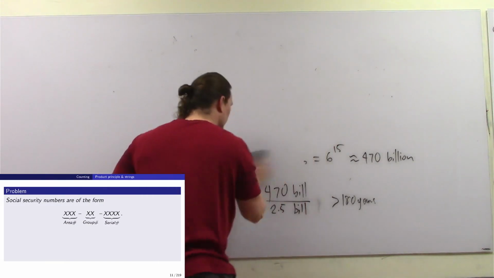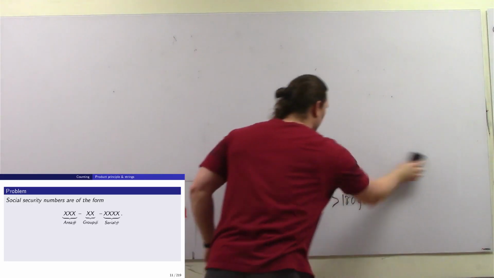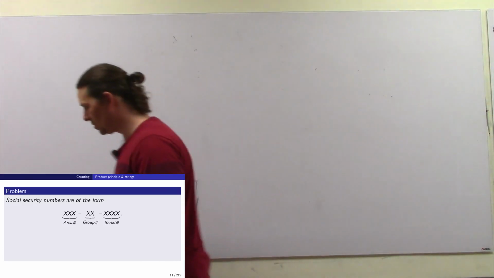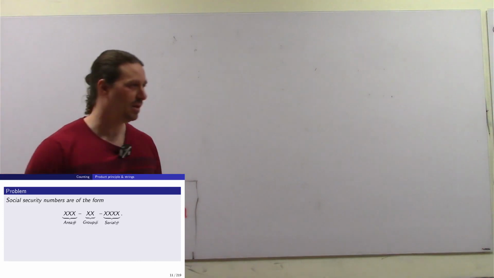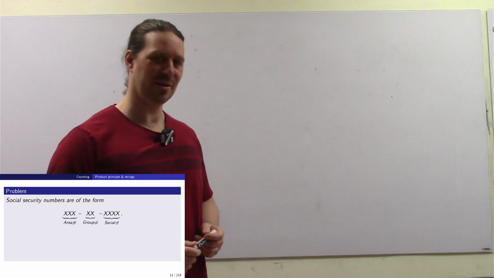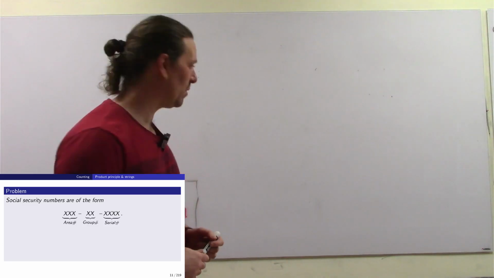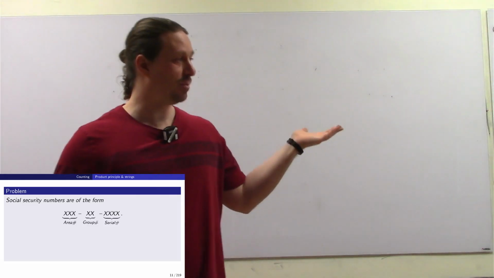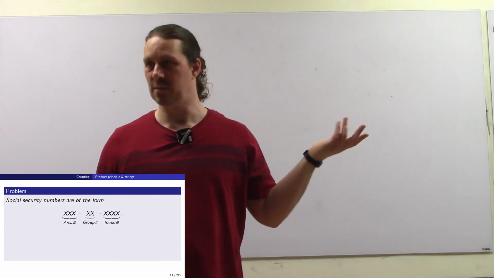This is a product principle as well, but now we're not counting real-world objects, we're just counting a string of numbers here. Right? So there are, I believe, 9 digits there. Yes, there are 9 digits here, 3, 2, and 4. And each of the digits, for the moment, can take on any value 0 up to 9.